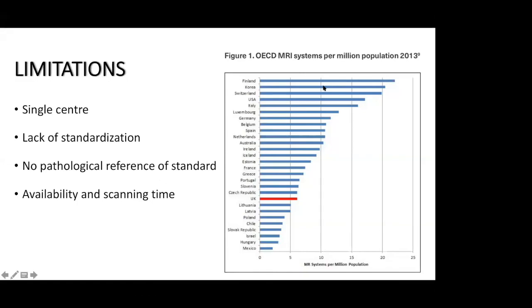In terms of availability, this graph is rather sobering. This is a graph showing the number of MRI systems per million population in 2013 over different countries. And the UK is not really at the top of the class here. And although there are no recent numbers available, I don't think it has changed much since then.